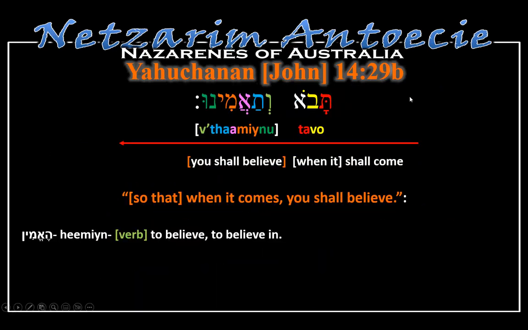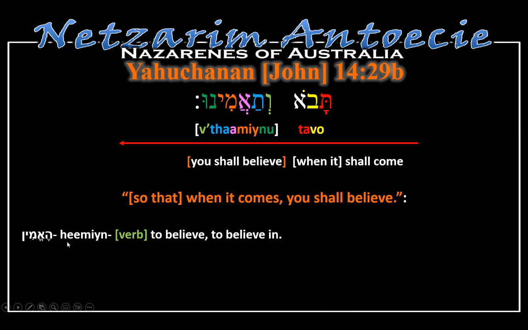And now we're in part B of 29. We have a tav, vet, aleph, vav, tav, aleph, mem, yod, nun, and vav. And we have tavo, which literally means shall come, right? So then we translate it as when it shall come, v'ta'aminu, and you shall believe. When it shall come, and you shall believe. Literally, it's and you shall believe. So that when it comes, you shall believe.